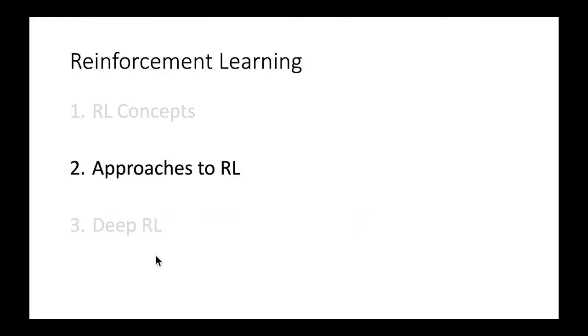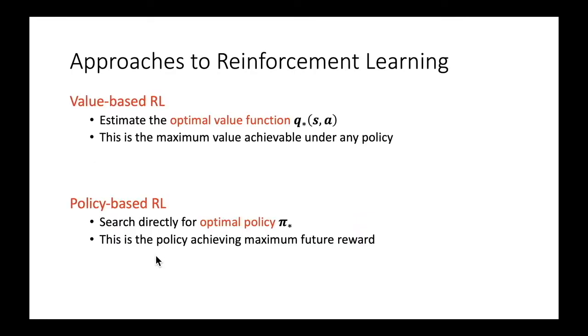So next we move to the second part of this presentation. We know about policies and optimal value functions, and now approaches to RL. There are broadly two classes of algorithms that help the agent learn an optimal behavior. One is what I just briefly talked about, which is value-based RL, where the goal of the algorithm is to estimate the optimal value function, which is Q star of S comma A, the maximum value achievable under any policy. And once this is estimated, pi star can be derived out of Q star of S comma A.